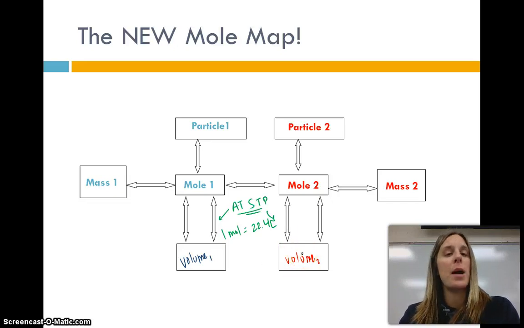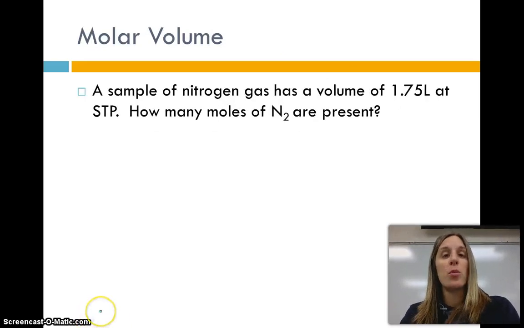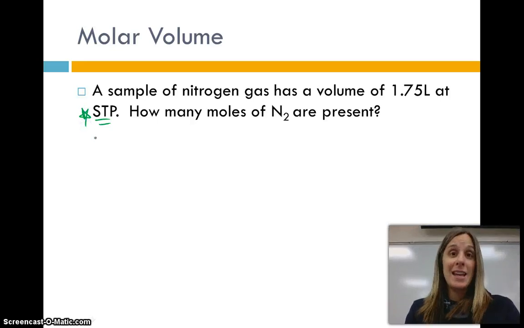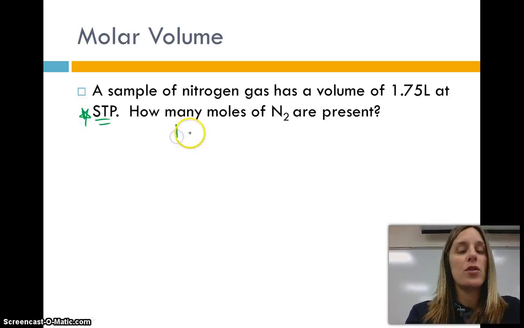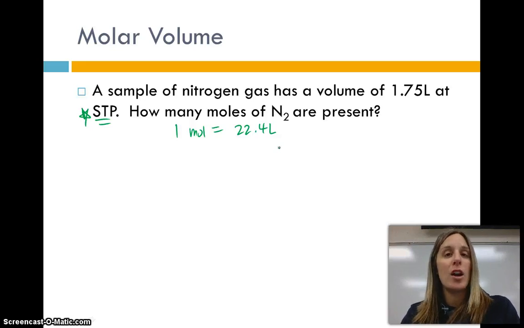So what would a very simple problem look like? If you flip your note packet over, a very simple problem would read like this. A sample of nitrogen gas has a volume of 1.75 liters at STP. How many moles of N2 are present? When we're tackling this problem, there are two things we want to look for. One, do we see STP? And we absolutely do. Since we see STP, we know we can use the conversion factor of 1 mole equals 22.4 liters. The second thing we want to ask ourselves is, are we actually going anywhere to the right on our mole map?